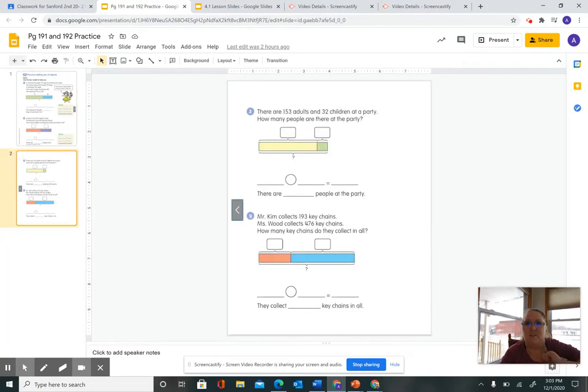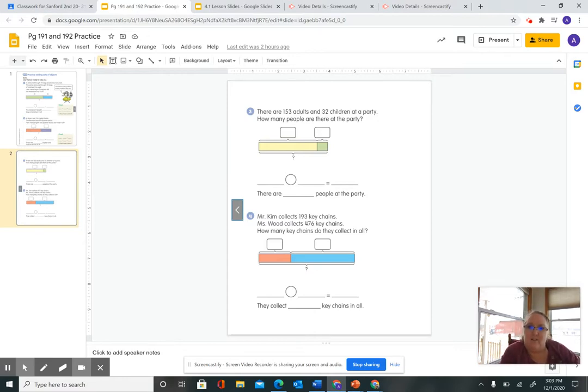The second page, number 3 says there are 153 adults and 32 children at a party. How many people are there at the party? So our total is 153 adults, and that would be our big yellow line here would be 153, and then our green would be our 32. So you would say 153 plus 32 equals how many at the party? How many in all?